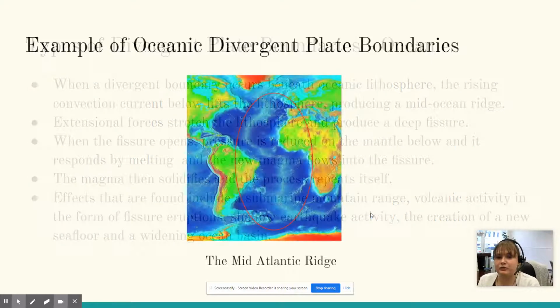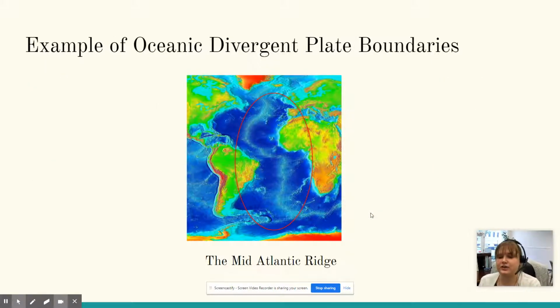Now, for both of these, I tried to pick examples for very specific reasons. For this one, I picked the Mid-Atlantic Ridge because it is the most well known, it is the most popular, and you can actually see I've circled the plate boundary right here in red, and where I've got my arrow, this blue line is actually that boundary line that is pushing those two plates away from each other. And again, this is called the Mid-Atlantic Ridge.